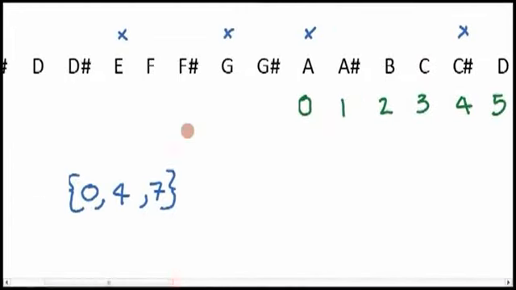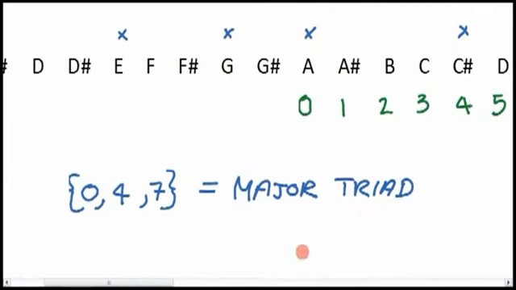So it seems like this structure here captures the idea of a major triad. And we make the 0, if we want an F sharp major triad, we're going to take this 0, line it up with the F sharp. So this is going to be the root.